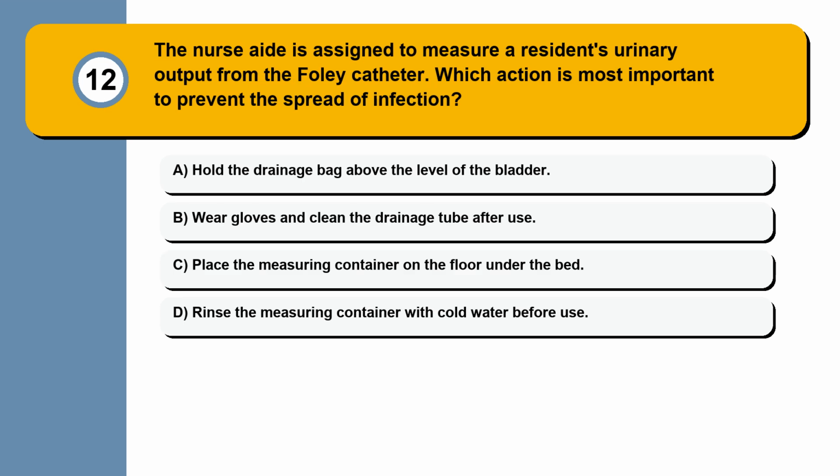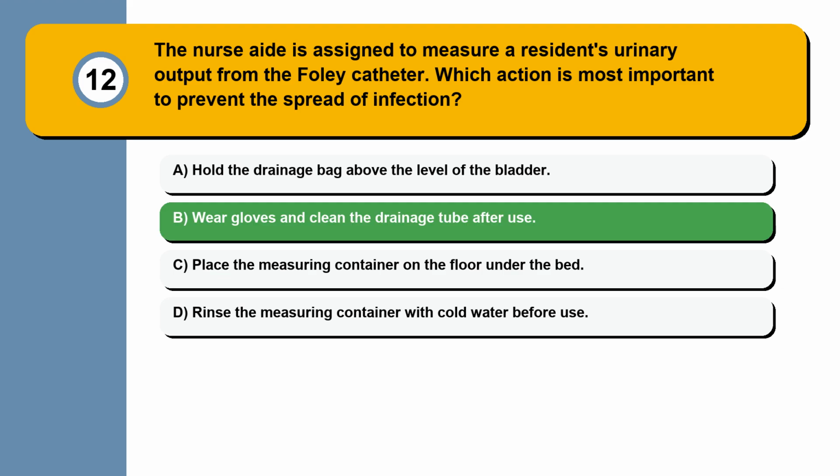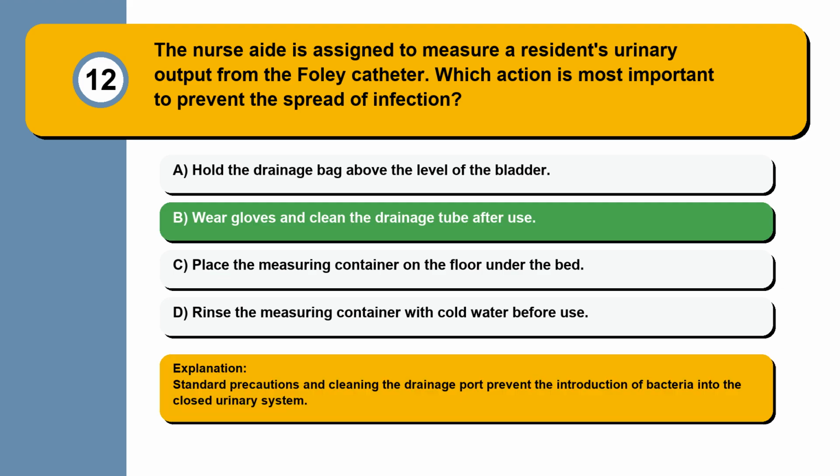Question 12. The nurse aide is assigned to measure a resident's urinary output from the Foley catheter. Which action is most important to prevent the spread of infection? Hold the drainage bag above the level of the bladder. Wear gloves and clean the drainage tube after use. Place the measuring container on the floor under the bed. Rinse the measuring container with cold water before use. Standard precautions in cleaning the drainage port prevent the introduction of bacteria into the closed urinary system.